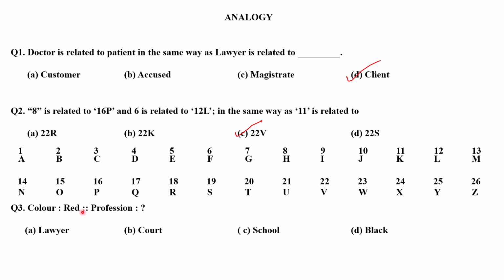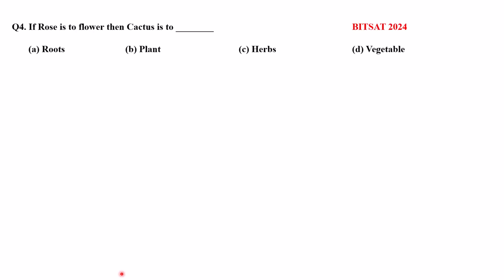Color is related to red, in the same way profession is related to. Now see, red is a color. So in the given options, you have to see if any profession is given. So we can say lawyer is a profession, isn't it? So from here we can say A is the correct option. So red is a color, similarly lawyer is a profession. Now next question. Next question number 4, and this question already came in BITSAT 2024.